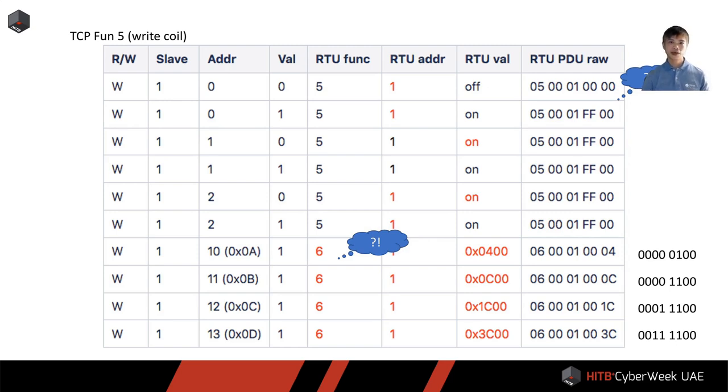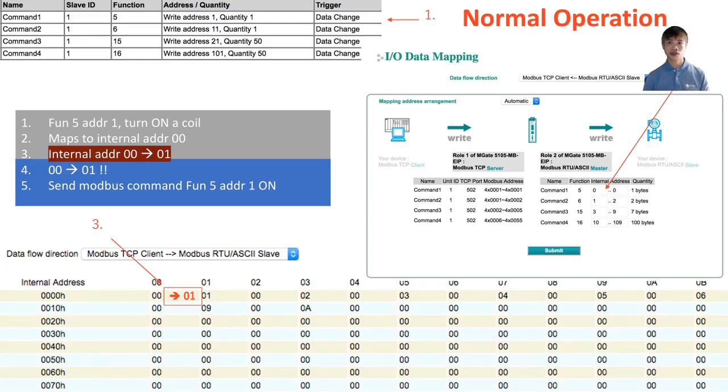So here's actually how it works. We have finally figured out this is the normal operation. So you first define all the commands and which function it has to trigger when the data changes. Then you define a range of internal memory that routine 2 is going to monitor.